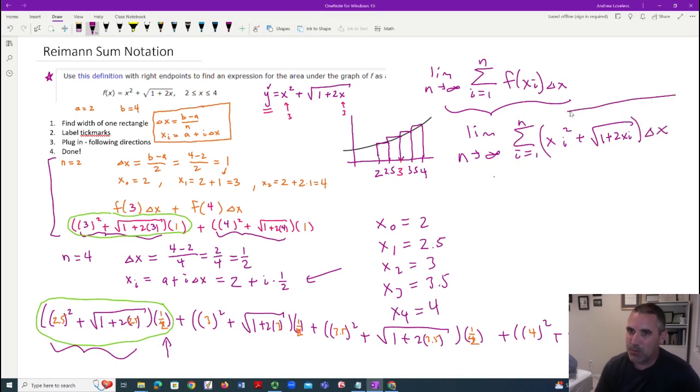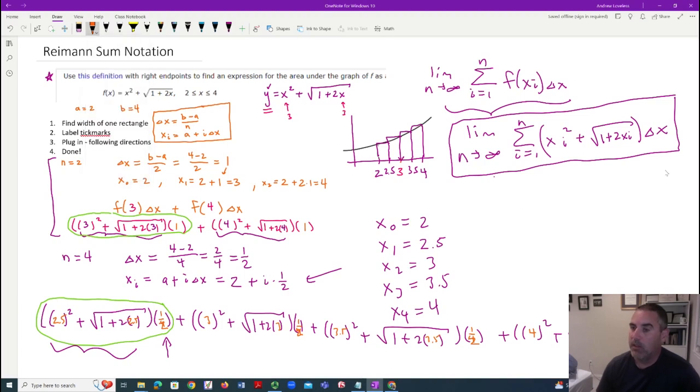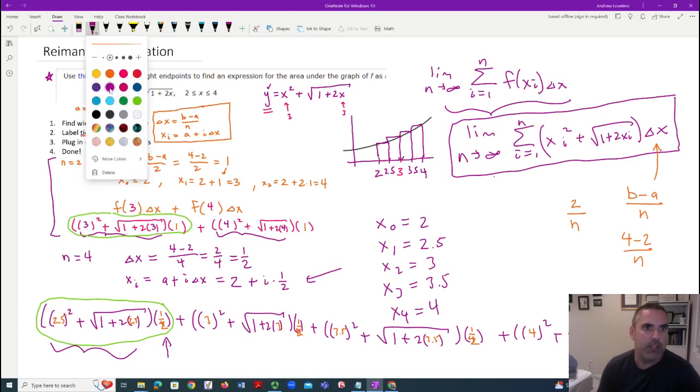And that's the answer, but the question wants you to go a little further and actually say what x_i and what delta x are, what the pattern is for them based off of n. And you should know this right here is going to be b minus a over n. But they're not telling you what n is, so instead you're just going to fill in b and a. So it's going to be 4 minus 2 over n, which is just 2 over n. So we're just about there, 2 over n. I'll fill in the rest.